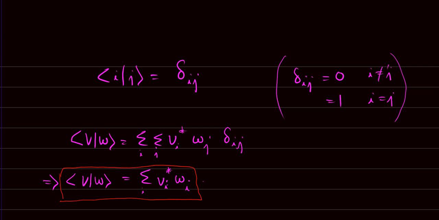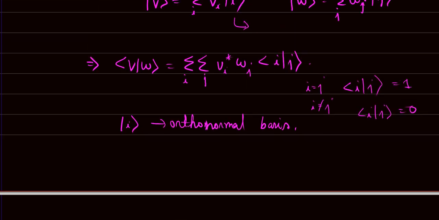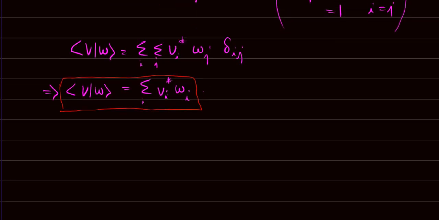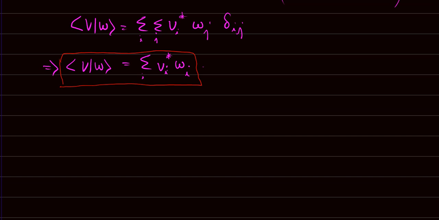Okay, we have actually made an assumption that this is an orthonormal basis, but the question is, can we do this? What if we don't have an orthonormal basis? We are making use of a theorem called the Gram-Schmidt theorem.